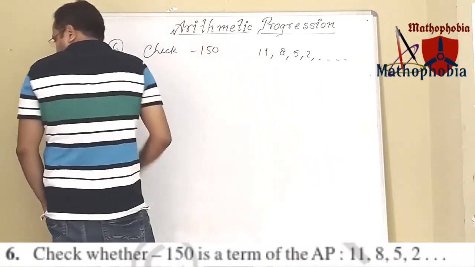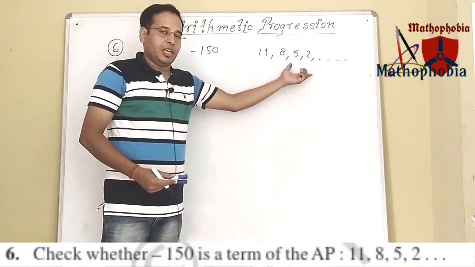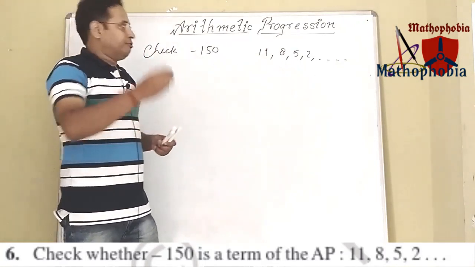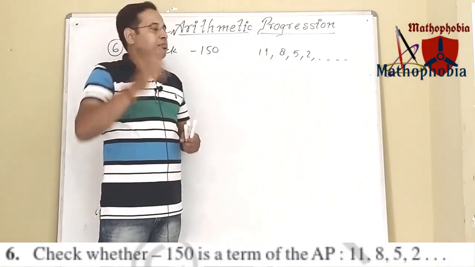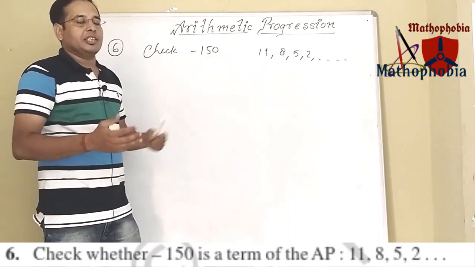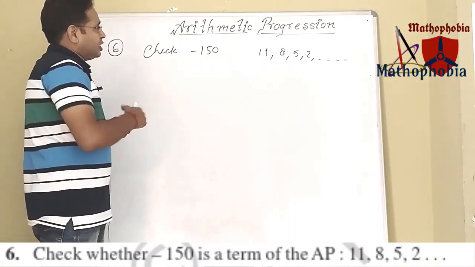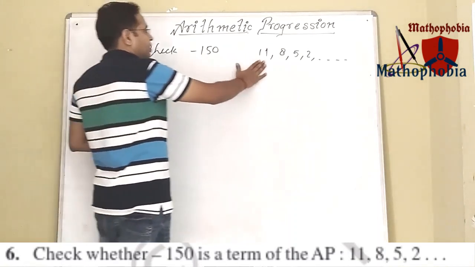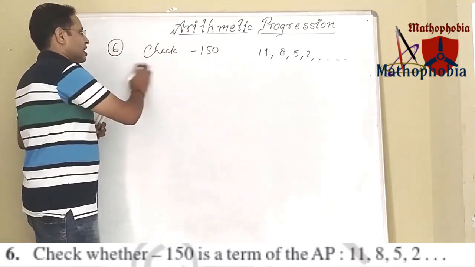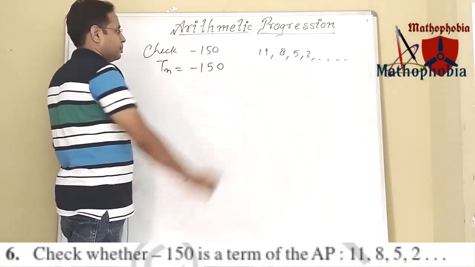ठीक है, हमें ये find करना है, we need to check whether minus 150 is a term of this AP or not. As we have seen in the example, if the value of n comes out as a whole number, then this will be a term of this given AP, else it is not, if it comes out to be a fraction or decimal. So let's see. We will suppose that the nth term of this given arithmetic progression is minus 150. हम मान लेते हैं, है ना? मैथ में मानते रहते हैं. So let the nth term of this AP be minus 150.